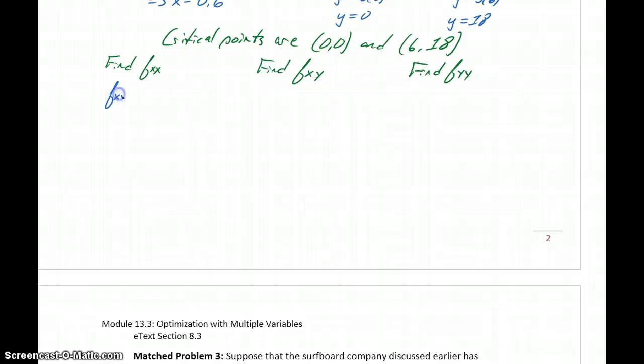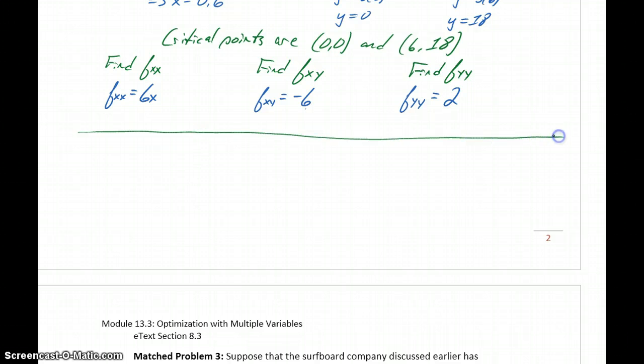So our second derivative with respect to x is going to be 6x. Our mixed second derivative is going to be negative 6. And our second derivative with respect to y is going to equal 2. So in this case, two of these results are just constants, but this first expression is dependent on whatever our value for x is. So this is why we're going to have to consider these individually. X has a different value in the first point than it does in the second point. So what we'll do is just split this up to consider these two cases separately.